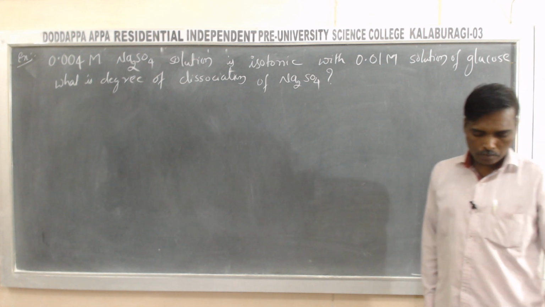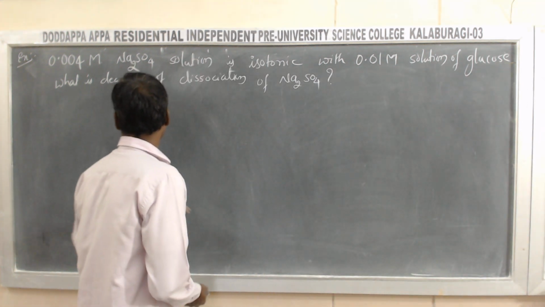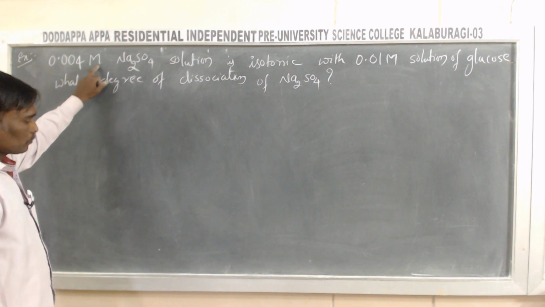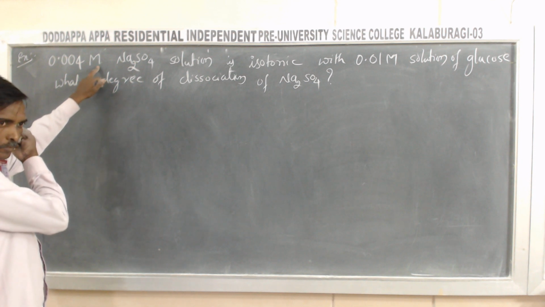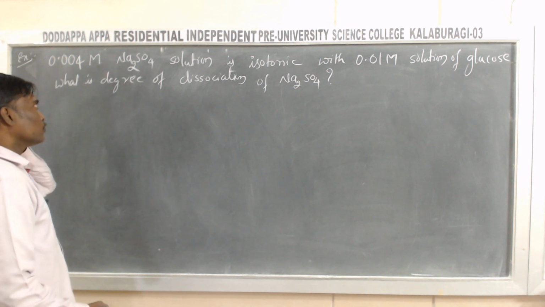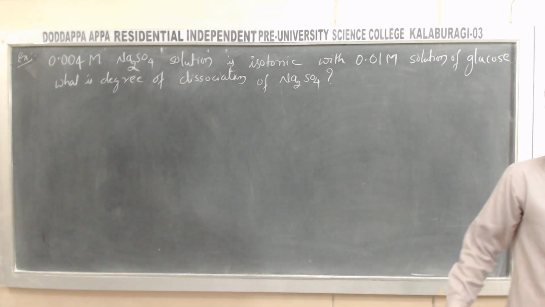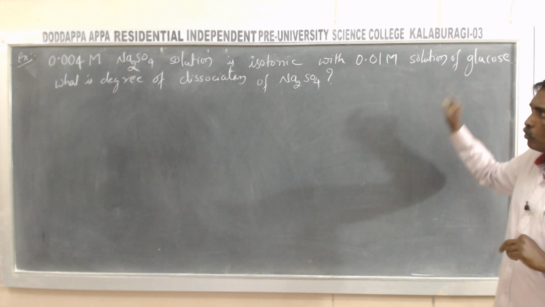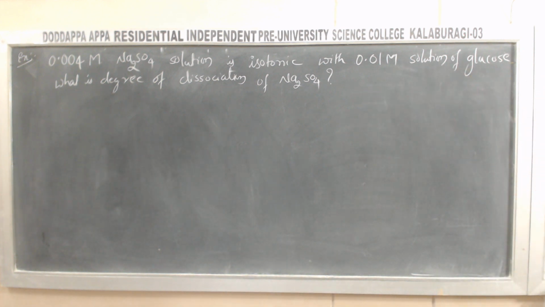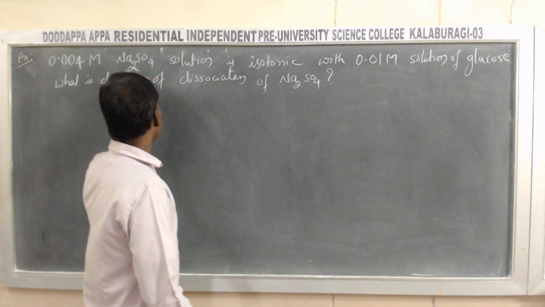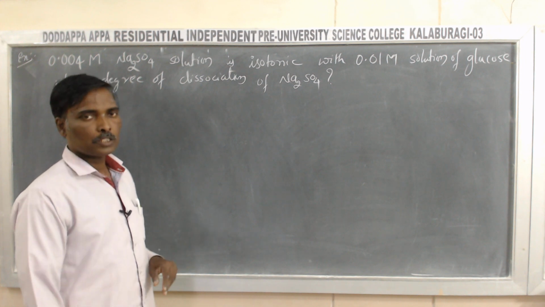Okay, students, there is another example I wrote on the board. Let me read that example. The 0.004 m molality of sodium sulfate solution is isotonic with 0.01 m solution of glucose. Then what is the degree of dissociation of sodium sulfate? See, there are two solutions. One is glucose, another one is sodium sulfate. These two solutions are isotonic.